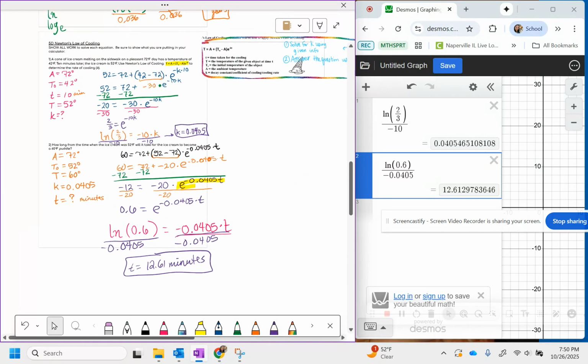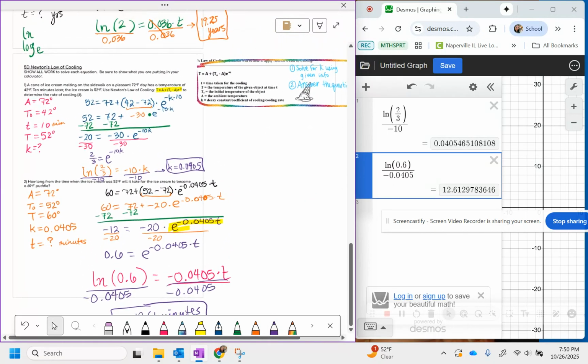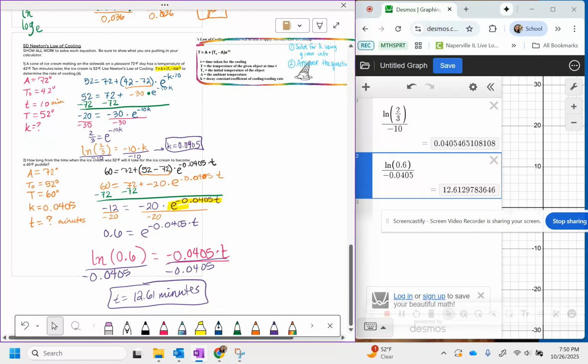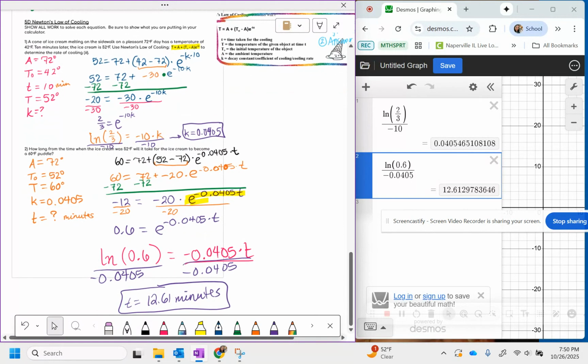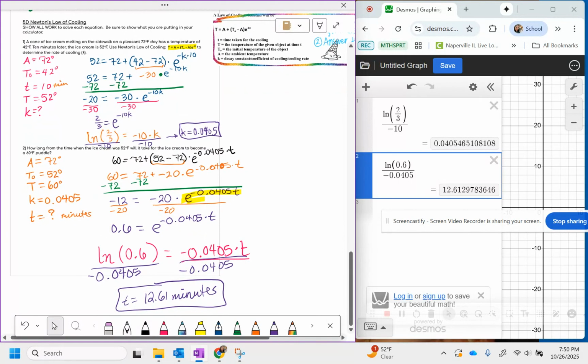So again, we always have to solve for k first. In this case, I was given the question in two parts, where the first part was just solve for k, and then you have to be careful about whether your T or your T0, your temperature or your initial temperature, has changed. Your ambient temperature did not change in this case, but any of those could change, but k will stay the same.